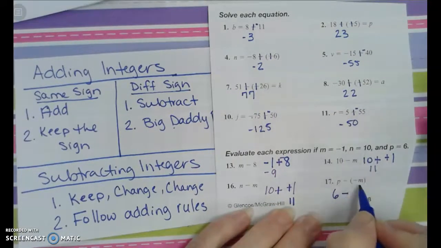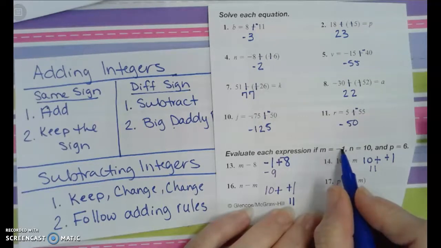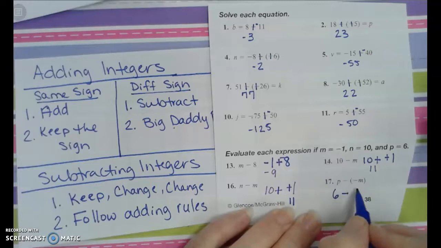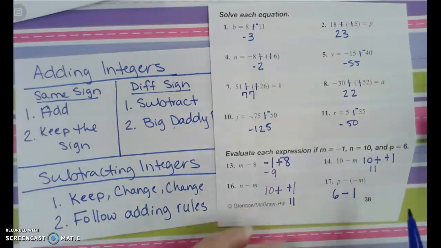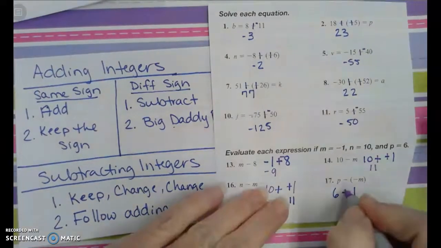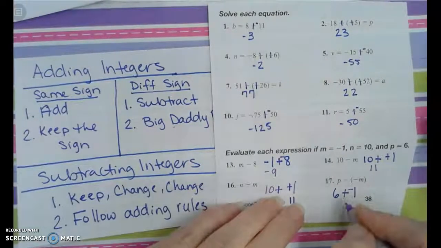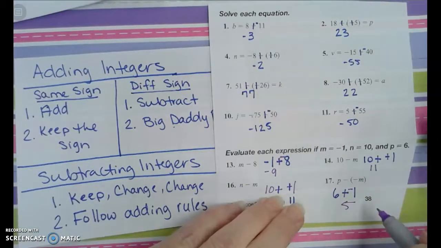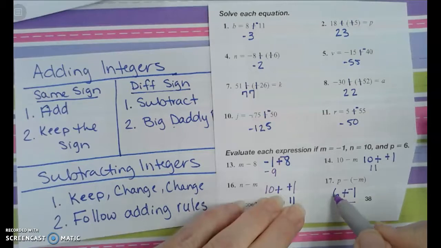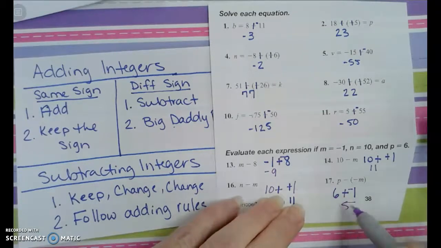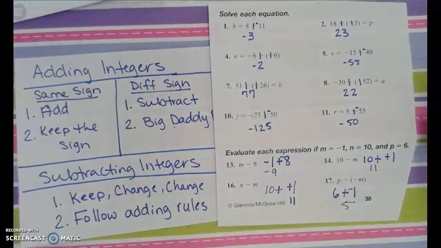And the way we read that is the opposite of m. Well, if m is -1, the opposite of -1 would be +1. So now we keep, change, change. The signs are different. Different says subtract. We get 5. And the number with the greatest absolute value is going to be that 6. So Big Daddy would be 6. So it's going to stay positive.